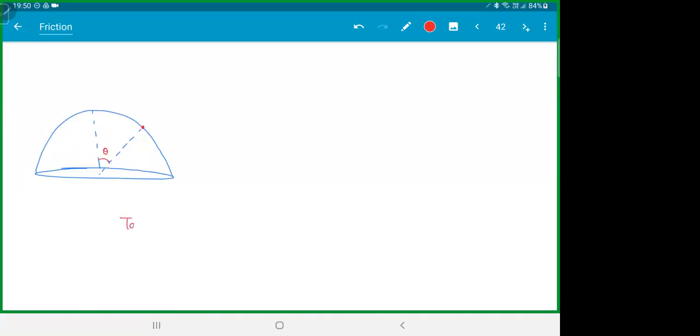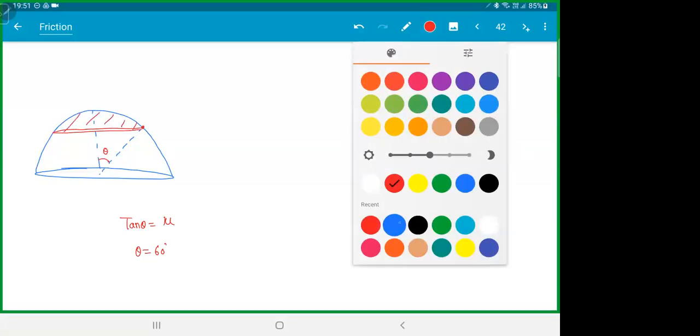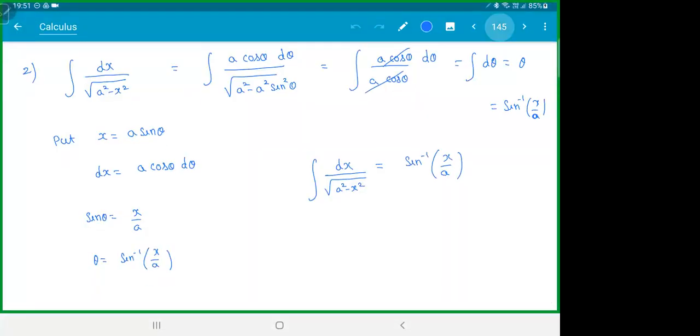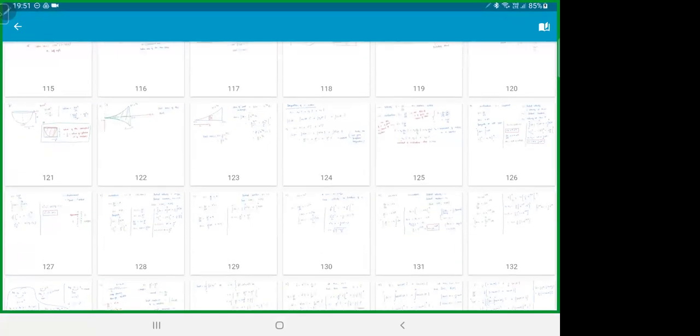So tan theta is equal to mu. So theta is 60 degrees. That is fine, angle of repose part. Now I only needed this area. And if you remember, I taught you how to find that area in calculus, which you don't remember.